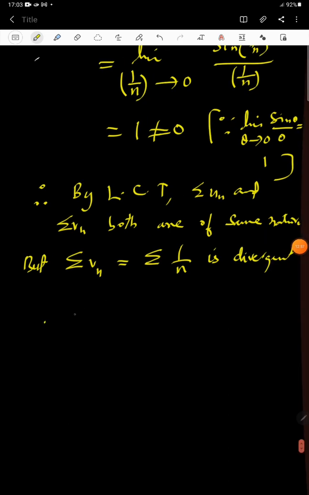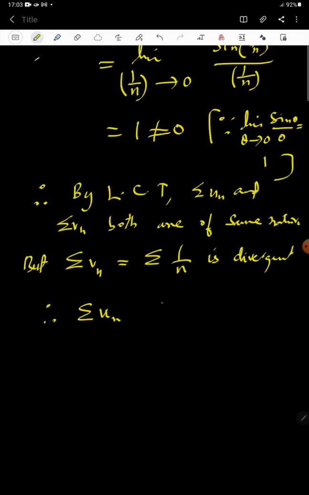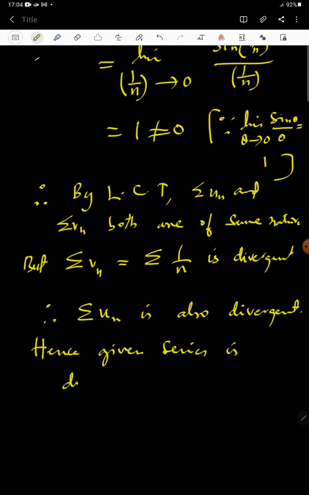Therefore, by limit comparison test, once it is decided for sigma vn, we can also declare about sigma un. Therefore, sigma un is also divergent. Hence, the given series is divergent. I hope you understood.